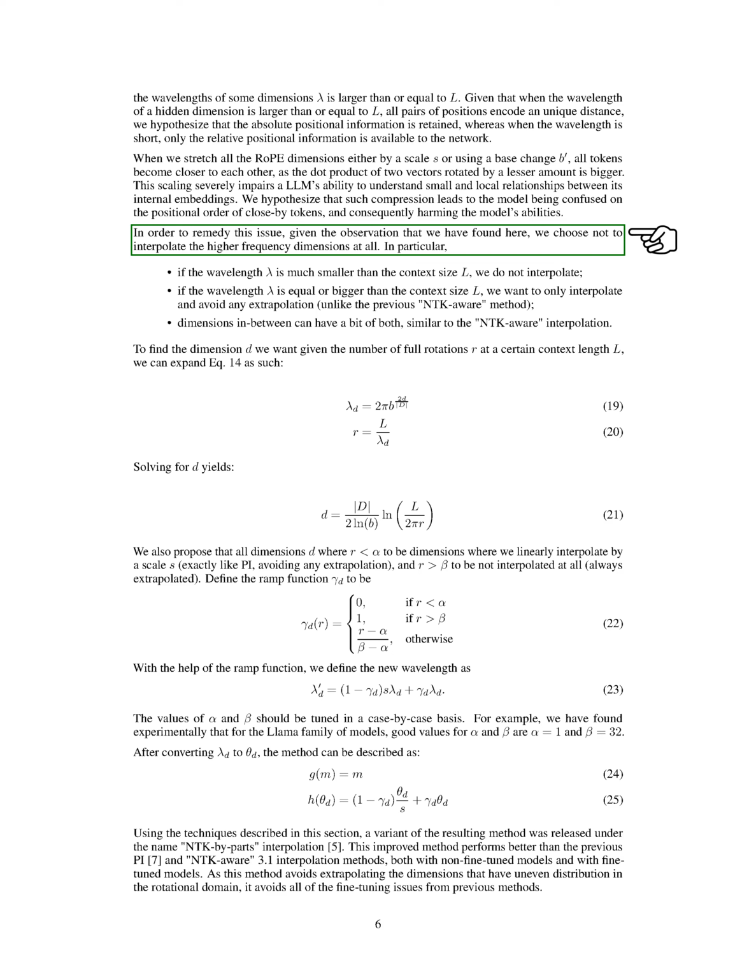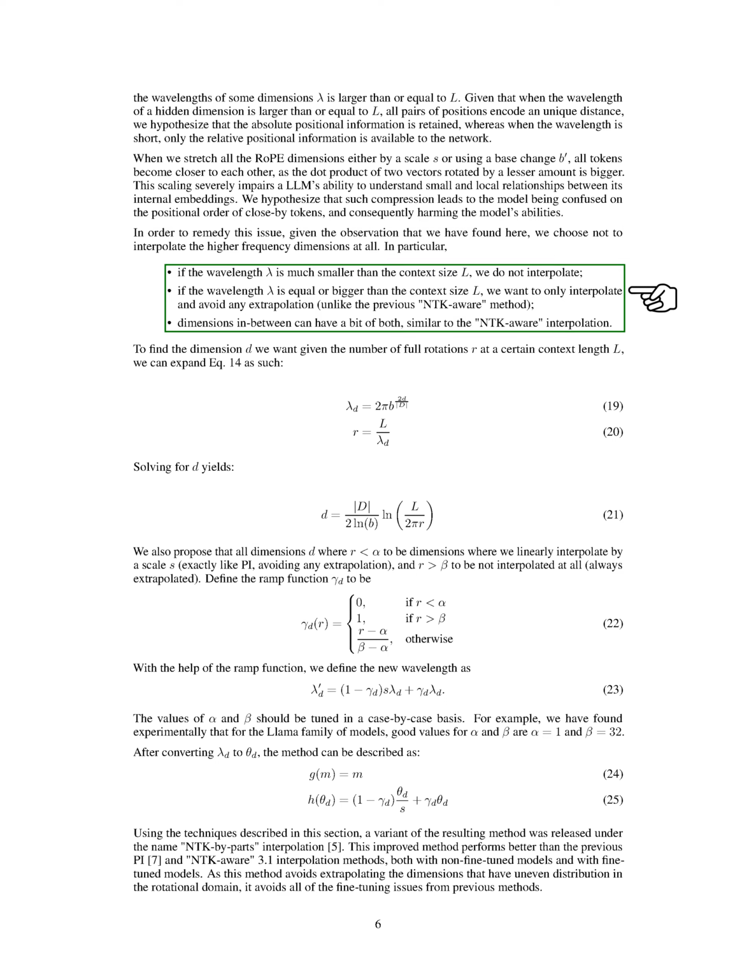Specifically, if the wavelength is much smaller than the context size L, we do not interpolate. If the wavelength is equal or larger than the context size L, we only interpolate and avoid any extrapolation. Dimensions in between can have a bit of both, similar to the NTK-aware interpolation.